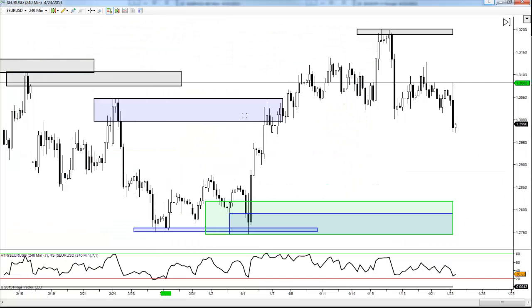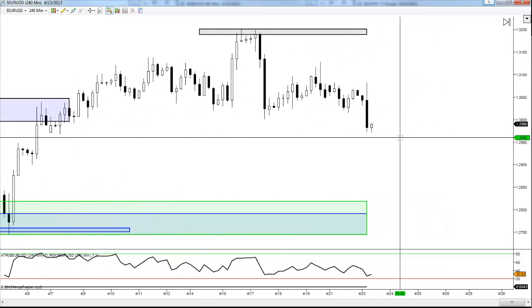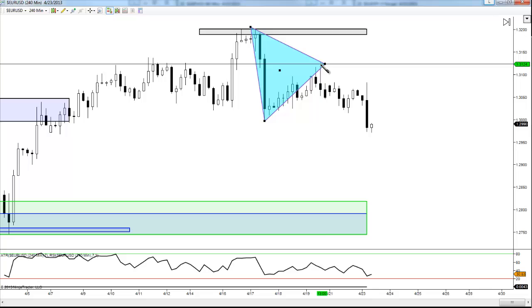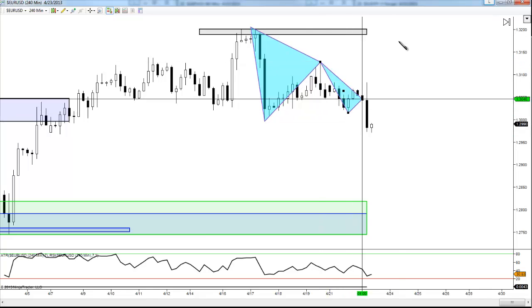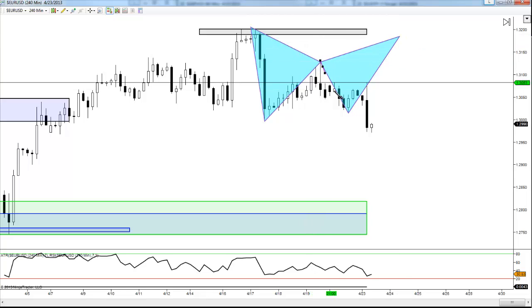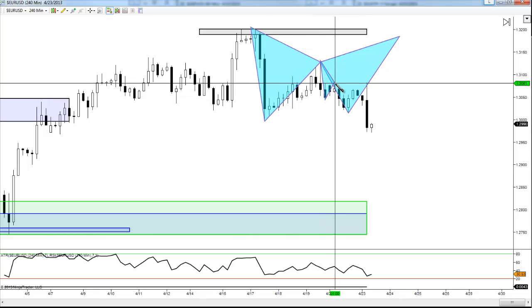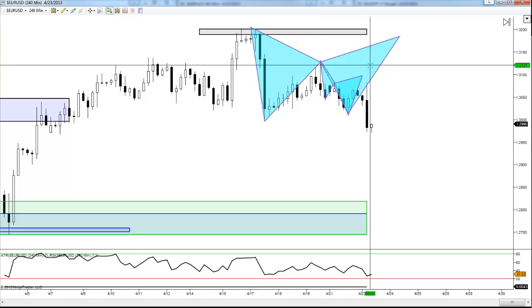Let's talk euro dollar 4 hour. Now, syndicate members, you know that yesterday I had a whole bunch of analysis on here. I had a bigger potential Gartley pattern looking at X to A to B, B to C down here at the time, then C to D. And then I was talking about, we also had a mini cipher pattern here. You can't really see it on this time frame, but gotta trust me. There's a cipher pattern completing in here as well.